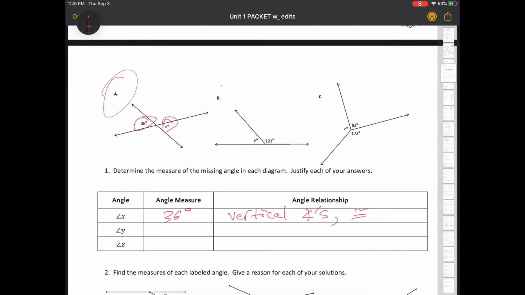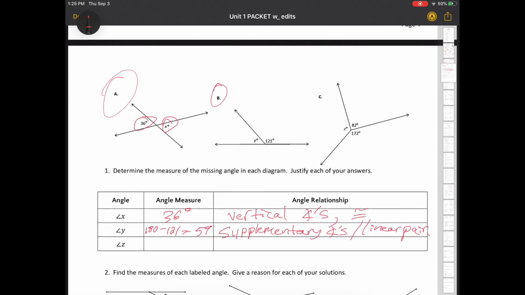Now for B, we have two angles along a straight line here. So two angles along a straight line do sum to add to 180 degrees. They are supplementary angles. And this is also a linear pair. So to solve for this, we do 180 minus 121, and we get that angle Y is 59 degrees.